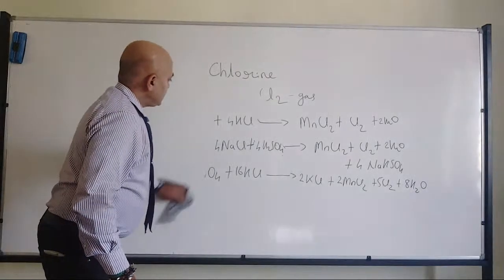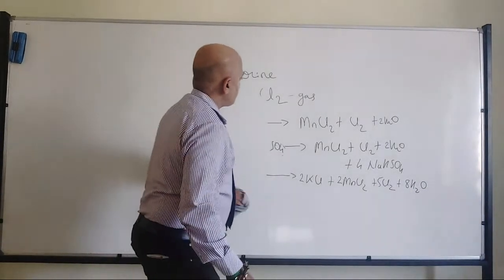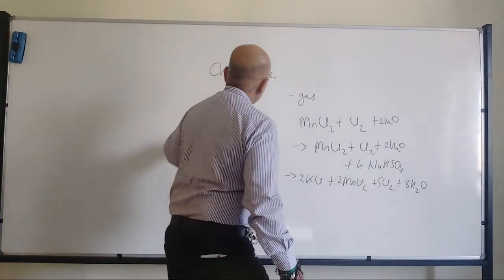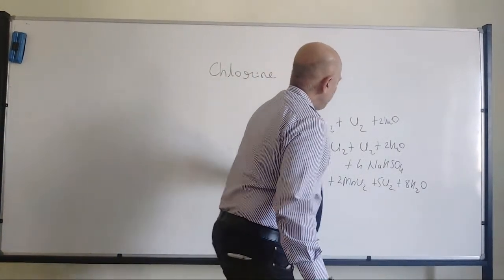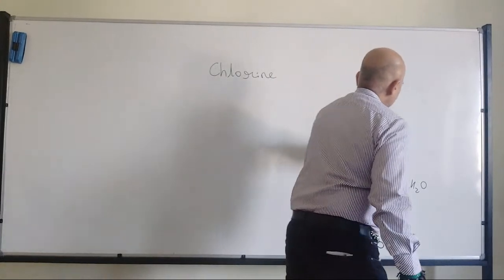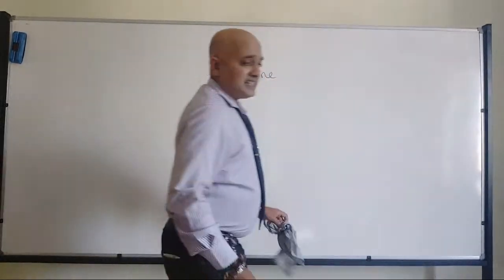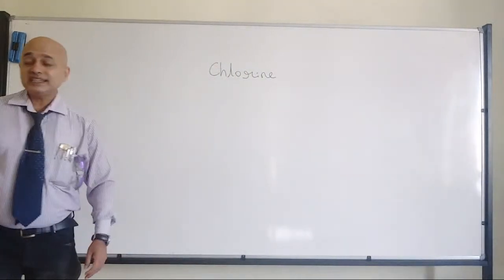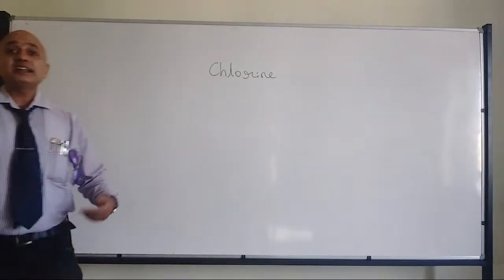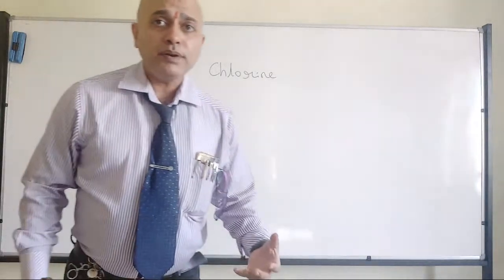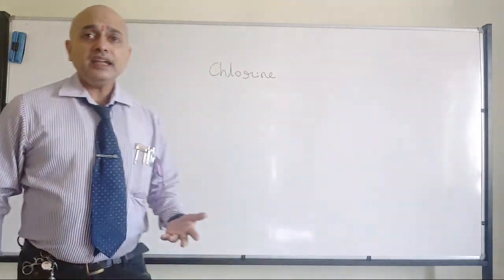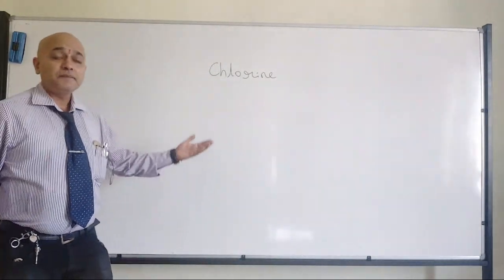Fine. So in that case, we will move to the chemical properties. One of the properties of chlorine we have discussed is that it's a very good bleaching agent. Why am I calling it a bleaching agent? Because it can decolorize. It has the property of decolorizing the molecule. That's why it is a bleaching agent.